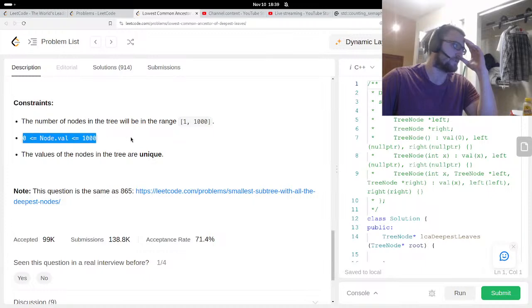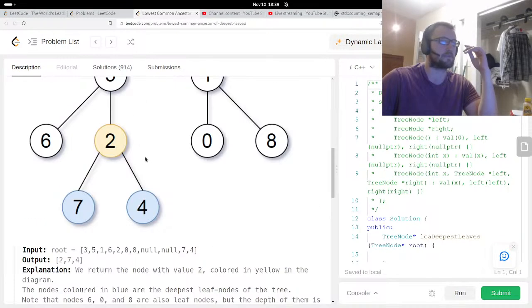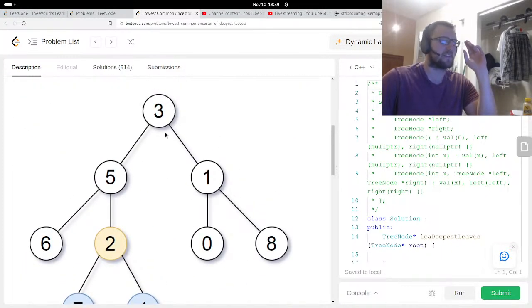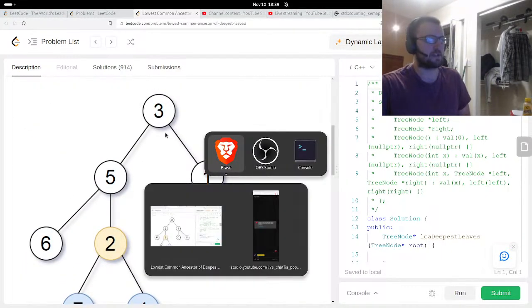The node values are between 0 and 1,000. The number of nodes is between 1 and 1,000. The values of the nodes are unique. This question is the same as 865. Relatively high submission rate and high acceptance rate. I forgot how I did this the first time, but I think I did something similar. Yeah, it's the same question. I don't remember how I did it last time, but I'm pretty sure I did something similar.